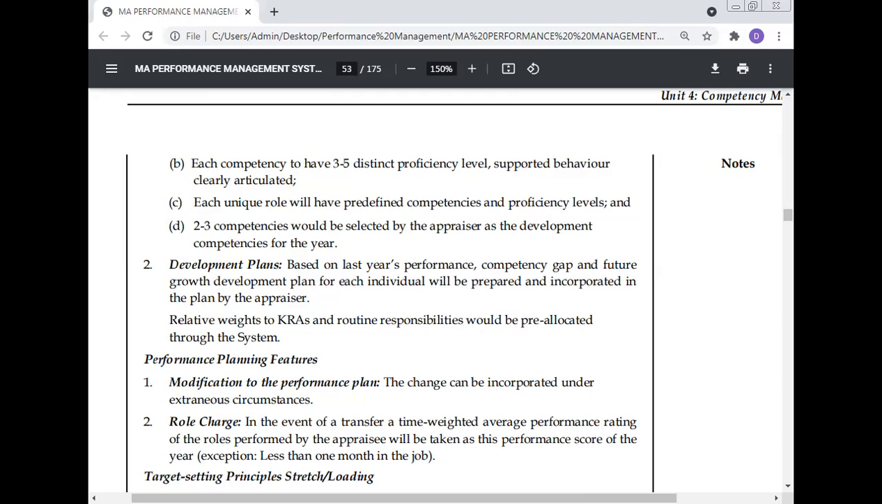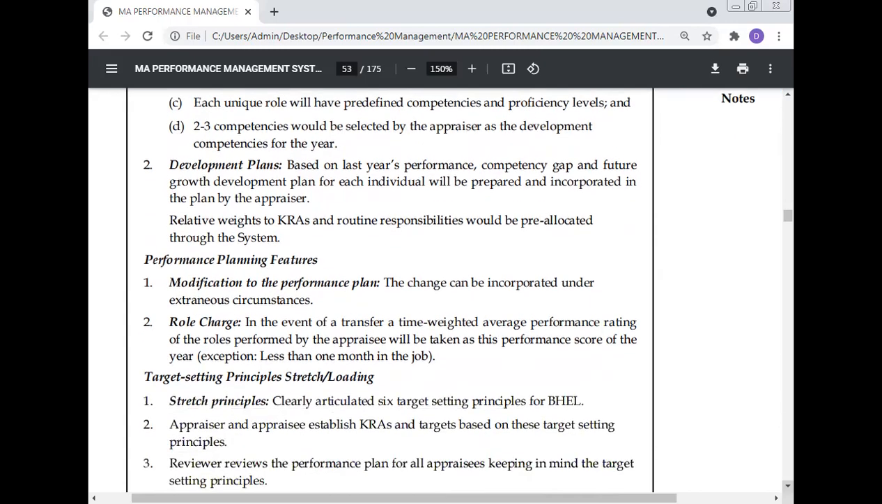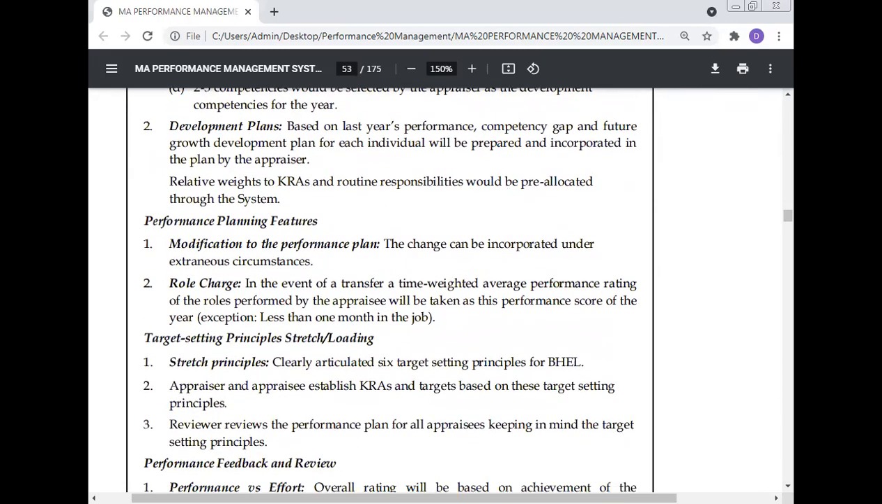Performance planning features. Modification to the performance plan: the change can be incorporated under extraneous circumstances. Role change: in the event of a transfer, a time-weighted average performance rating of the roles performed by the appraisee will be taken as the performance score of the year, unless less than 1 month in the job.